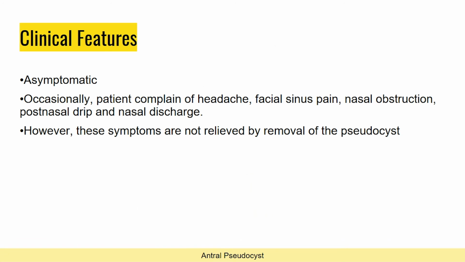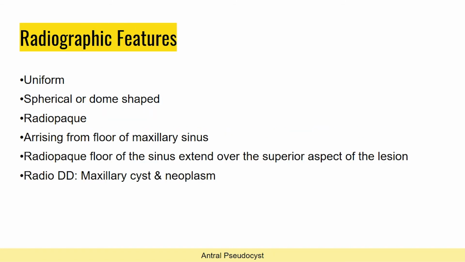The clinical feature of antral pseudocyst is that it is usually asymptomatic. Occasionally, patients will complain of headache, facial sinus pain, nasal obstruction, postnasal drip, and nasal discharge. However, these symptoms are not relieved by removal of the pseudocyst. Radiographic features show a uniform, spherical, or dome-shaped radiopaque lesion arising from the floor of the maxillary sinus. The radiopaque floor of the sinus extends over the superior aspect of the lesion. Radiographic differential diagnosis mainly includes maxillary cyst and neoplasm.